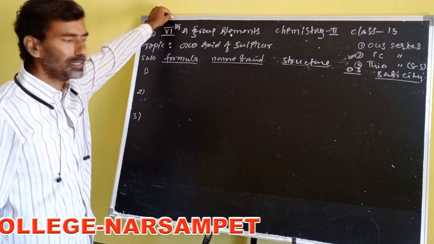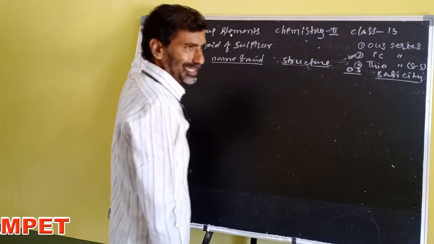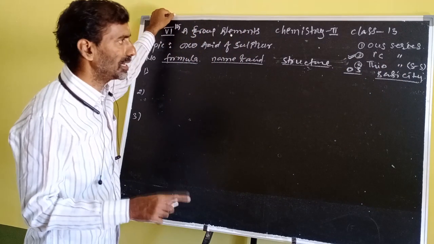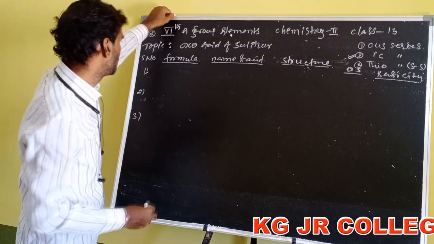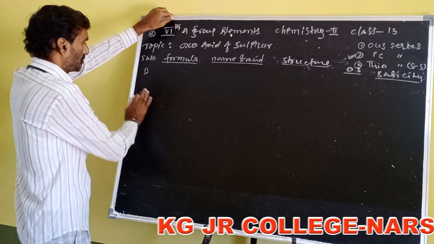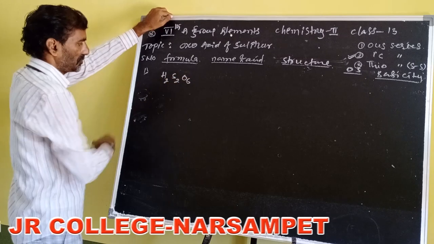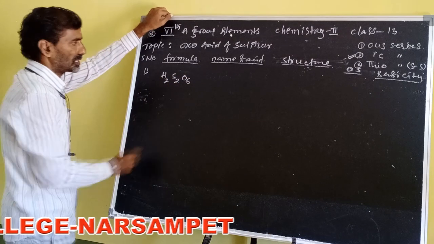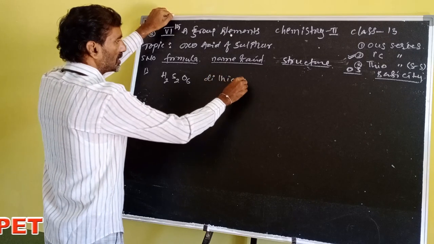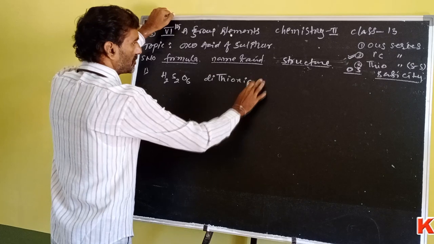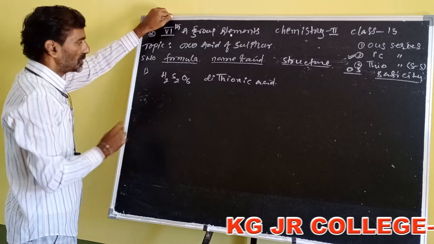Okay, next, that is the thio series of acids. The acids with an S-S bond are known as the thio series of acids. So the first one is H2S2O6. It is known as dithionic acid.